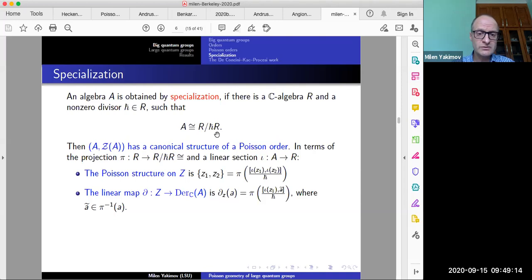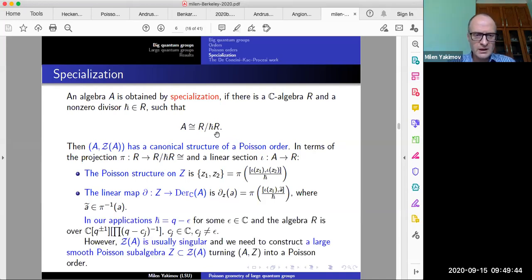Then the Poisson structure on Z is defined as follows: the bracket between Z1 and Z2, we apply iota to both of them to get something in R, we take the commutator that's automatically divisible by H, we divide it, we project it back, and that's our Poisson structure. The Poisson order map is given by pretty much exactly the same formula. So that's the general way of obtaining Poisson orders. And in our applications, this central element H is always going to be Q minus some complex number.